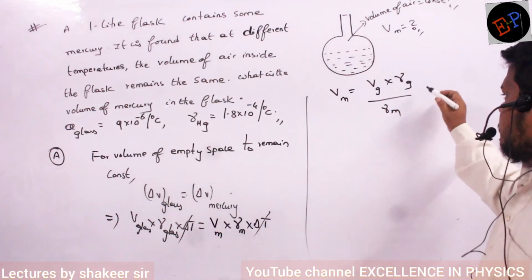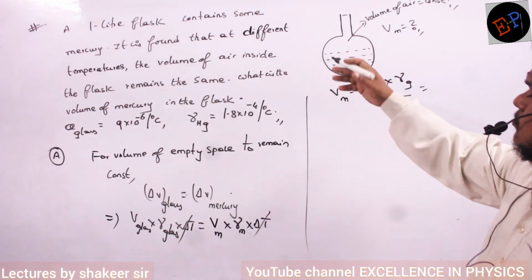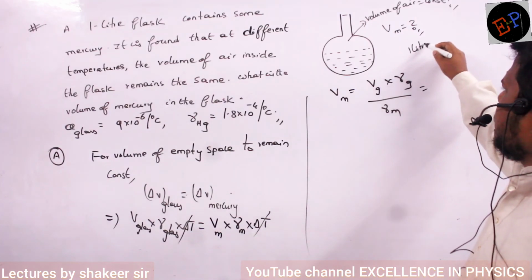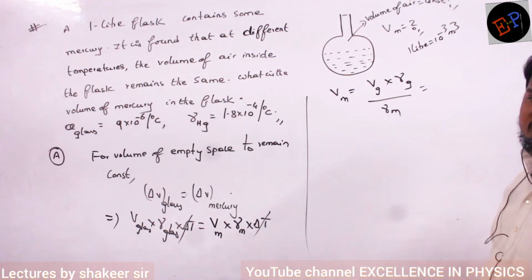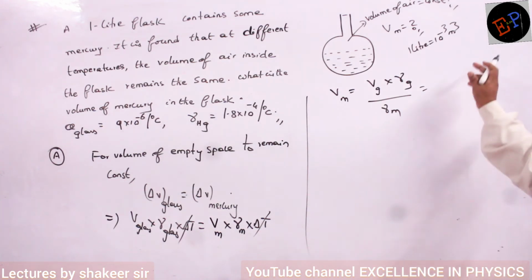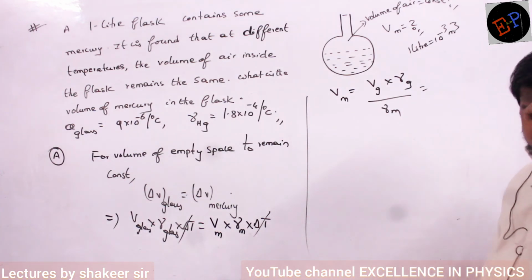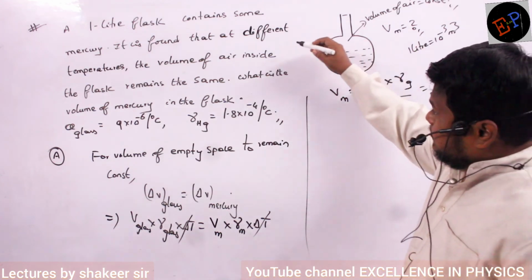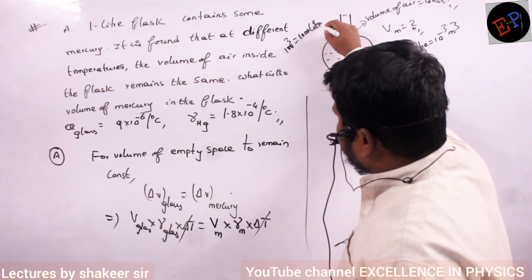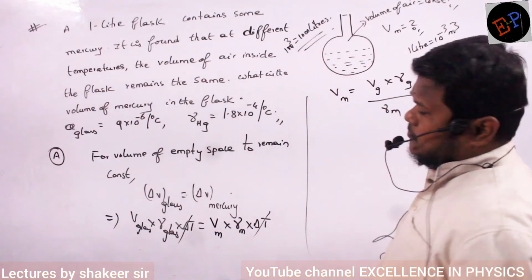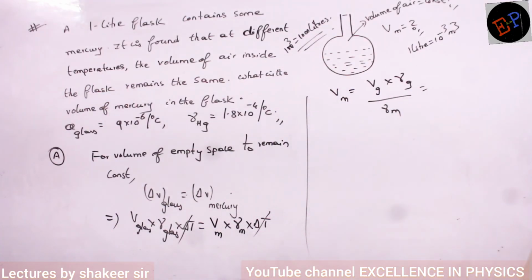So volume of glass is 1 liter, no? And 1 liter is equal to how much? 1 liter is equal to 10 power minus 3 meter cube. Because liter is not the SI unit of measuring volume. Meter cube is the SI unit. 1 meter cube contains 1000 liters of any liquid. So therefore 1 liter is equal to 10 power minus 3 meter cube.